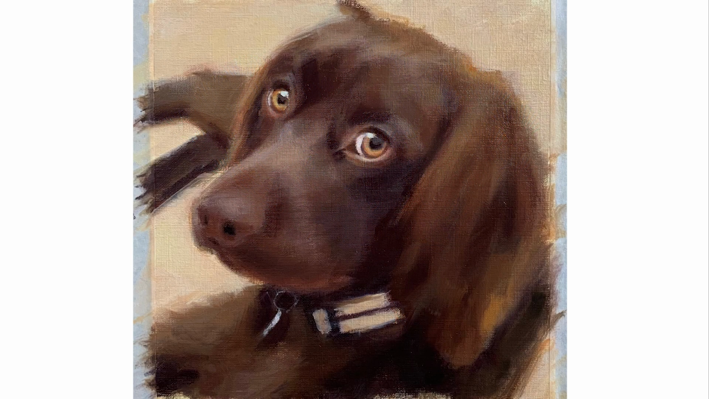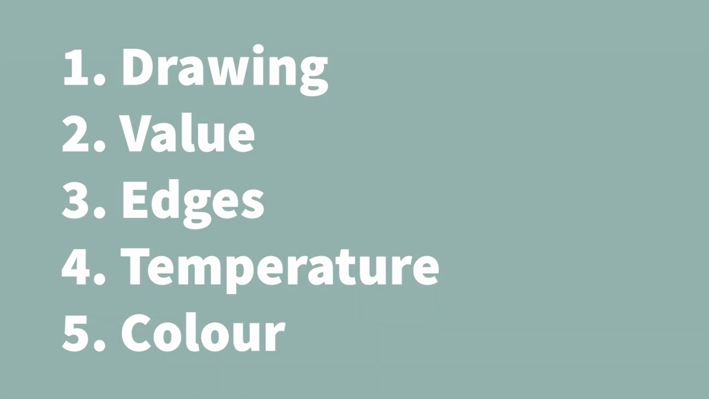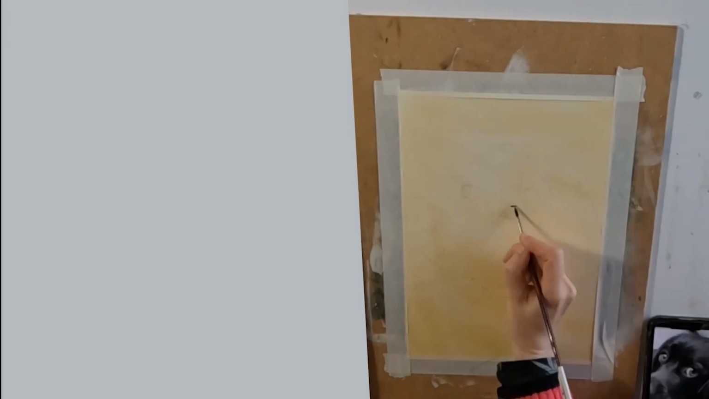Today I'm going to be painting this spaniel, and I wanted to talk about the 5 essential things that you need in your paintings to make them more successful. So these things are drawing, value, edges, temperature and colour. What I'm going to do now is show you the time-lapse video and talk about these things in more detail.